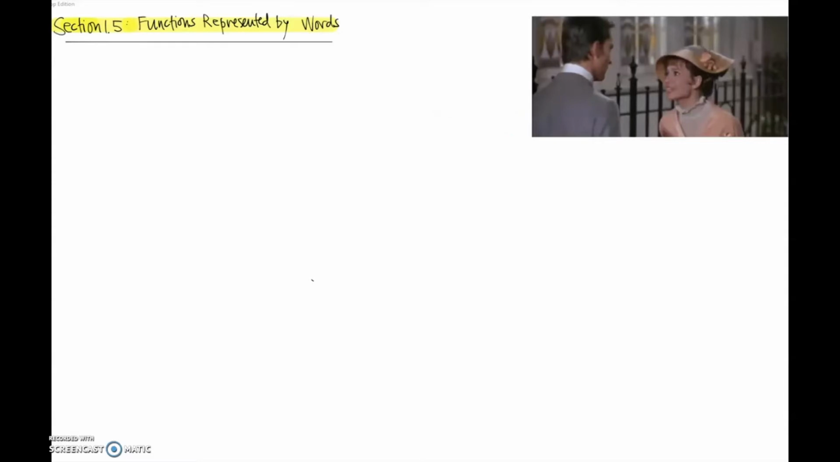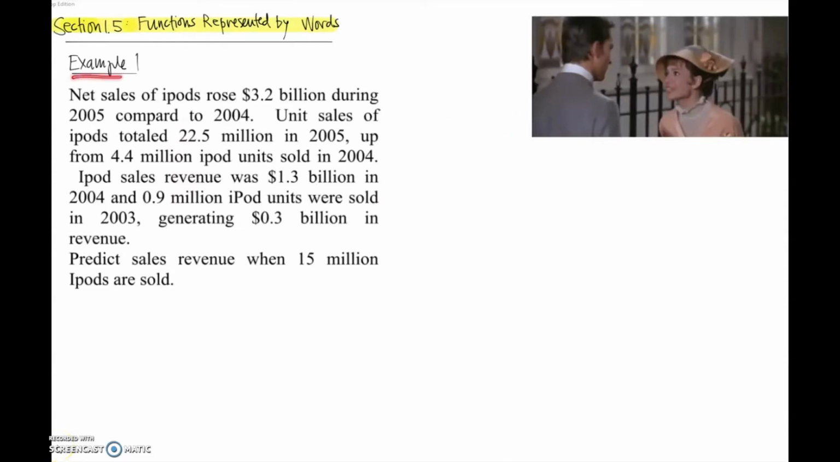Okay, let's get started here. So here's our first example. Net sales of iPods rose 3.2 billion during 2005 compared to 2004. Unit sales of iPods totaled 22.5 million in 2005, up from 4.4 million iPod units sold in 2004. iPod sales revenue was 1.3 billion in 2004 and 0.9 million iPod units were sold in 2003, generating 0.3 billion in revenue. Predict sales revenue when 15 million iPods are sold.